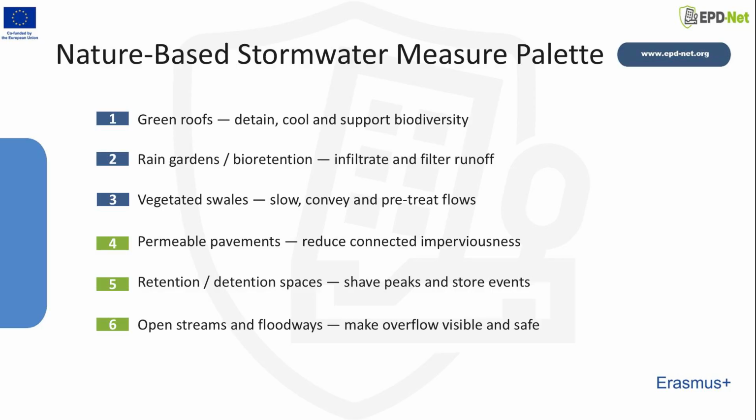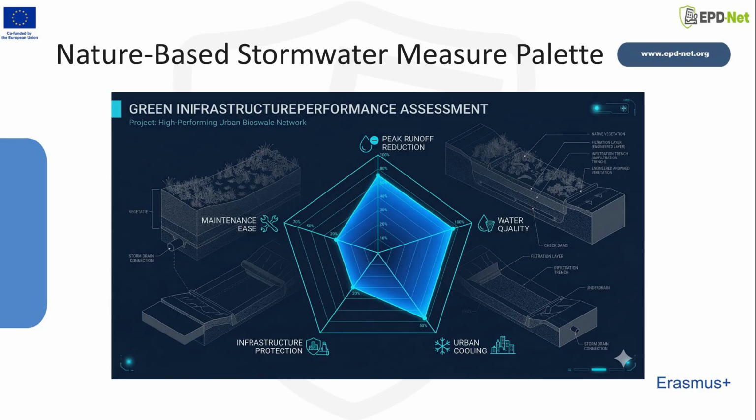Permeable pavements reduce directly connected imperviousness and help water move into the ground. Retention and detention spaces can store water and reduce peak flows. Open streams and floodways make overflow visible and route excess water more safely. The important message is that these measures have different functions, including capture, filtration, infiltration, storage, evapotranspiration, and safe conveyance. Their effectiveness increases when they are combined thoughtfully.